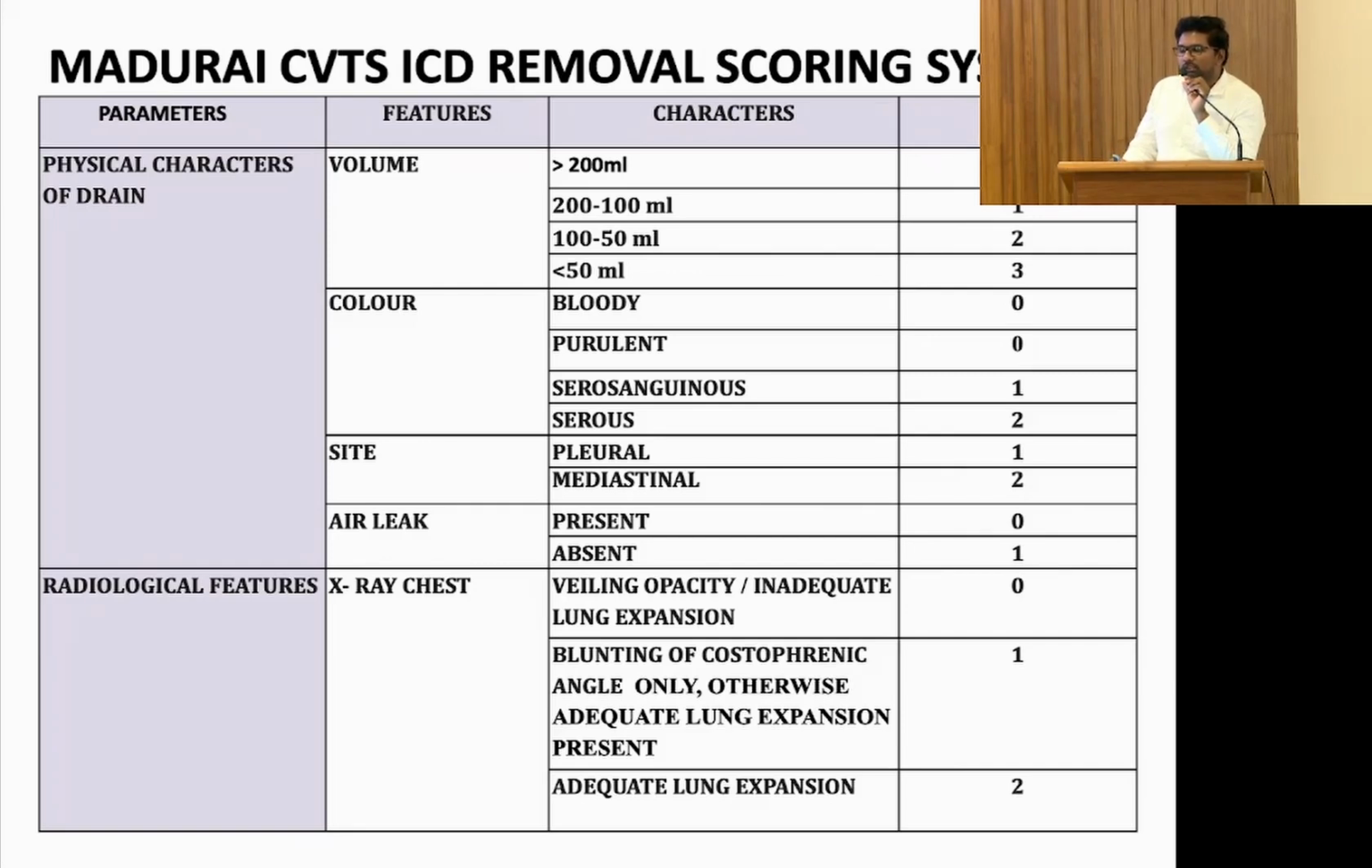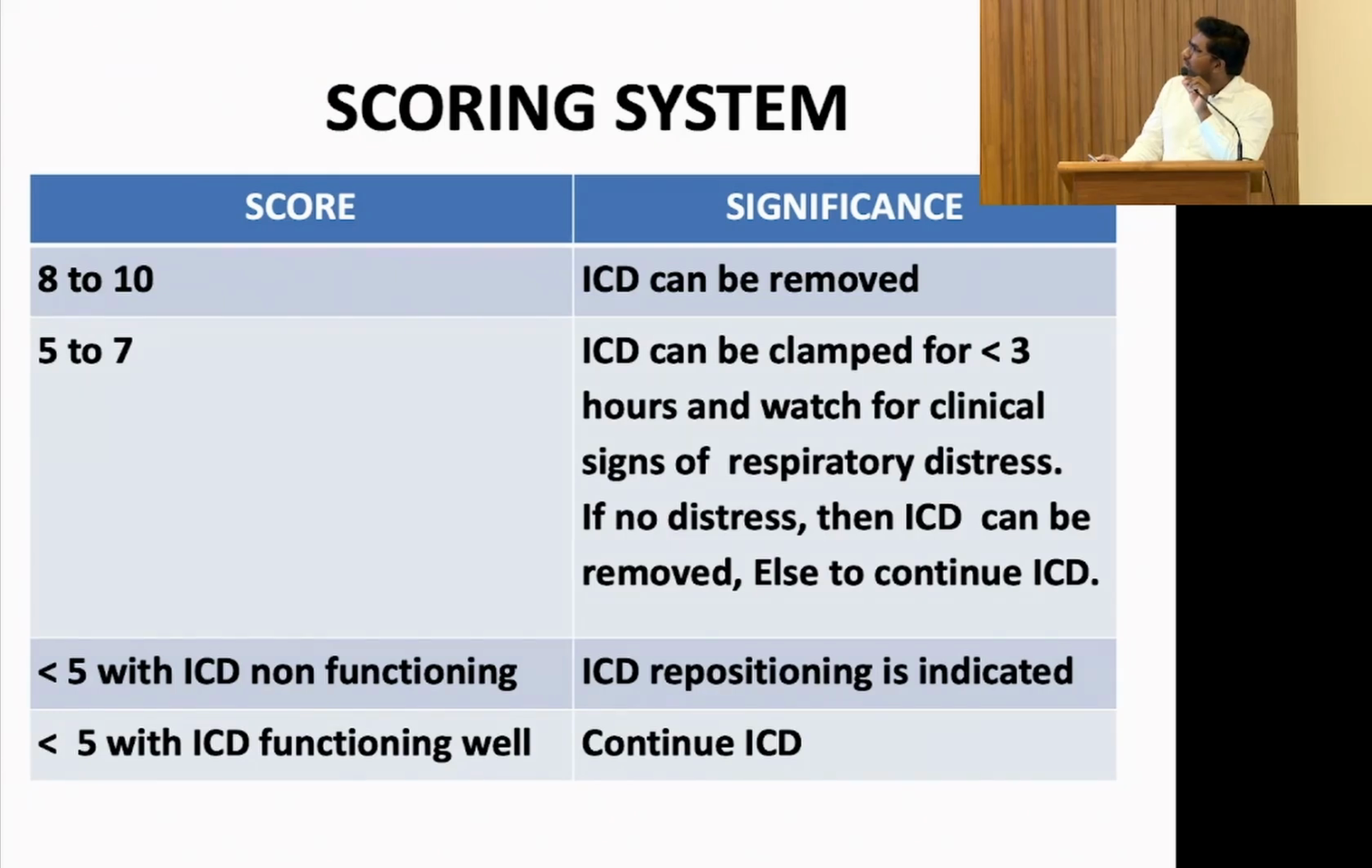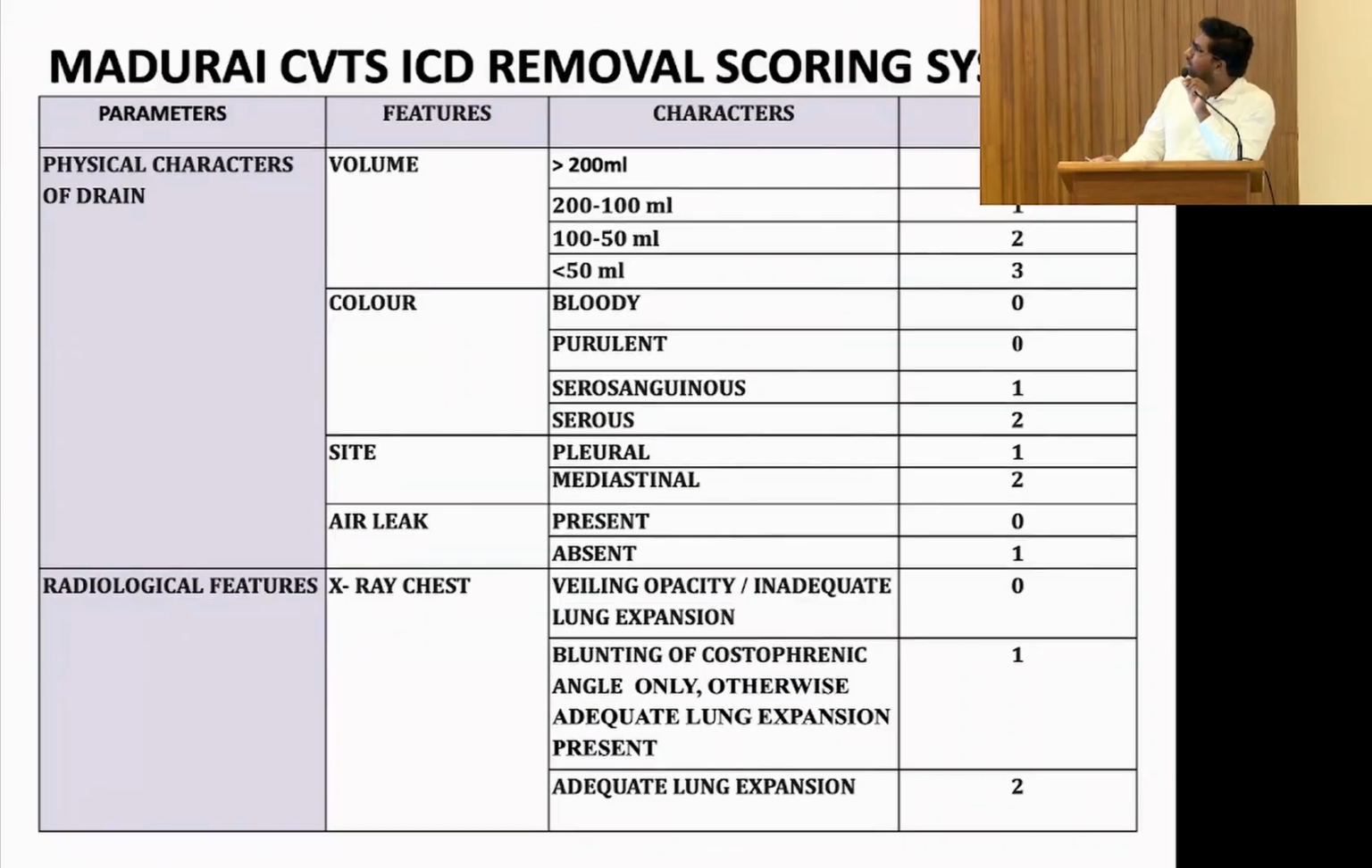Coming to the radiological features in X-ray chest, if there is an inadequate lung expansion in X-ray, it is considered to be a 0 score. And if there is a blunting of costophrenic angle, otherwise adequate lung expansion is present, it is 1. And if adequate lung expansion is present, it is 2. So this is the ICD scoring system for adults. So higher the score, ICD can be removed here. So, for example, if a patient has a drain of less than 50 ml for last 24 hours, the score for volume is 3.